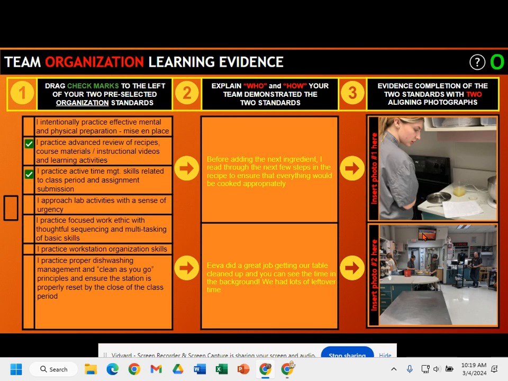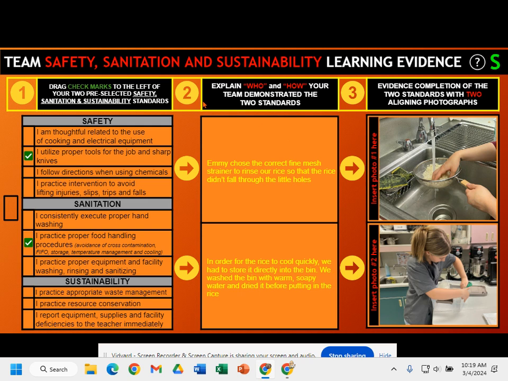Okay, so that's P. O is the same way. Again, demonstrating the 2 standards, evidencing who did them and when they were completed, and then supporting that with photography of evidence of those 2 standards. PO, S stands for safety, sanitation, and sustainability.